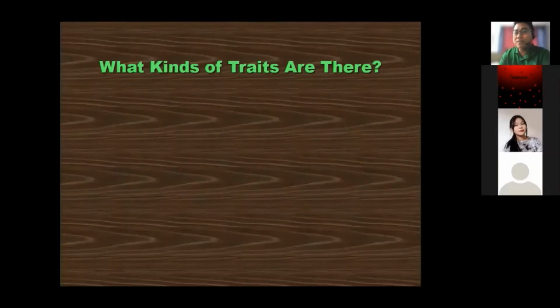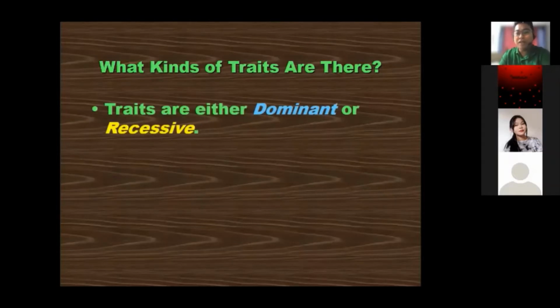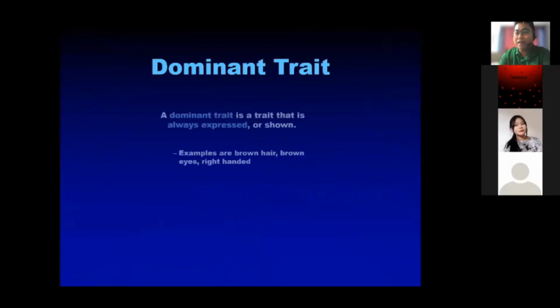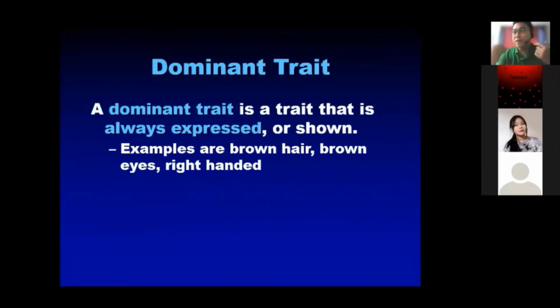Okay, so what kinds of traits are there? So meron lang tayong dalawang trait. We can have dominant or recessive. So dominant traits are traits that are seen by the naked eye or pwede siyang ma-observe through observing just the person or just a thing. Example, si Althea ay maganda. Ayan, she has long hair, she has chinita eyes, she has red lips. Ayan, so those are dominant traits. Ibig sabihin, nakikita siya from the eye of the observer.